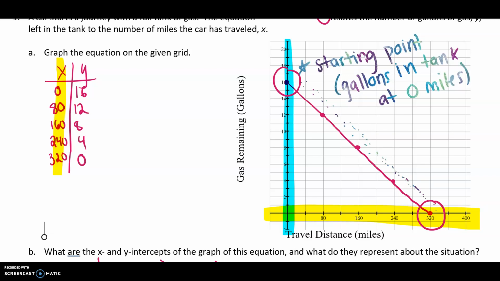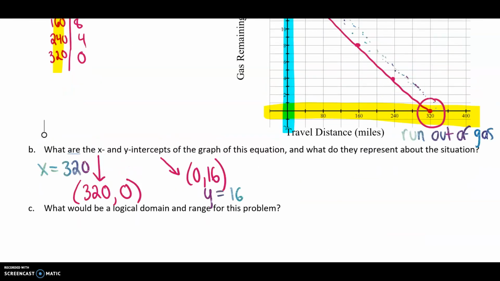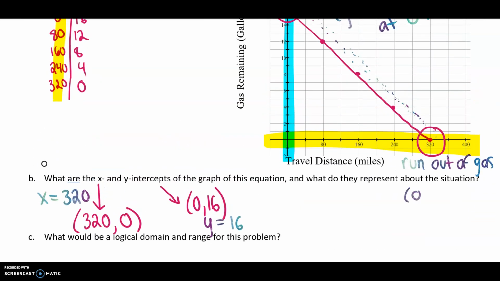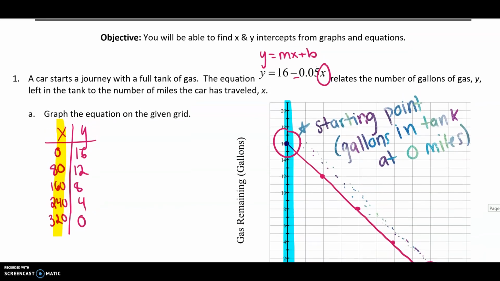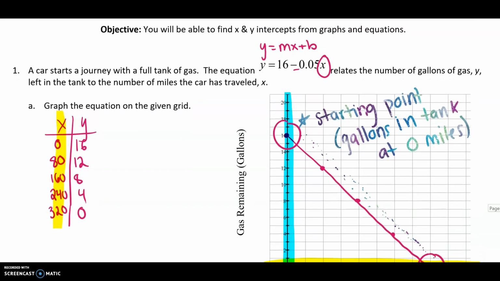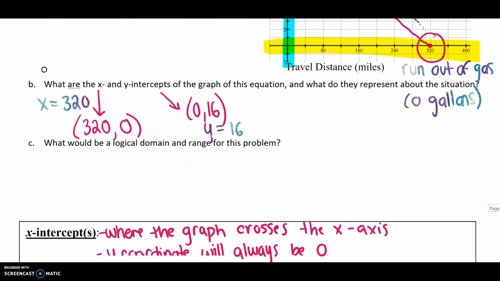Oh, well, your y-coordinate is 0, so you have 0 gallons remaining. This is where you run out of gas. Or you have driven 320 miles, and you have 0 gallons left. Okay, so often the x and y-intercepts actually tell you a lot about the graph. Different contexts will come up, different shapes of graphs will come up, but they're usually two really important points.